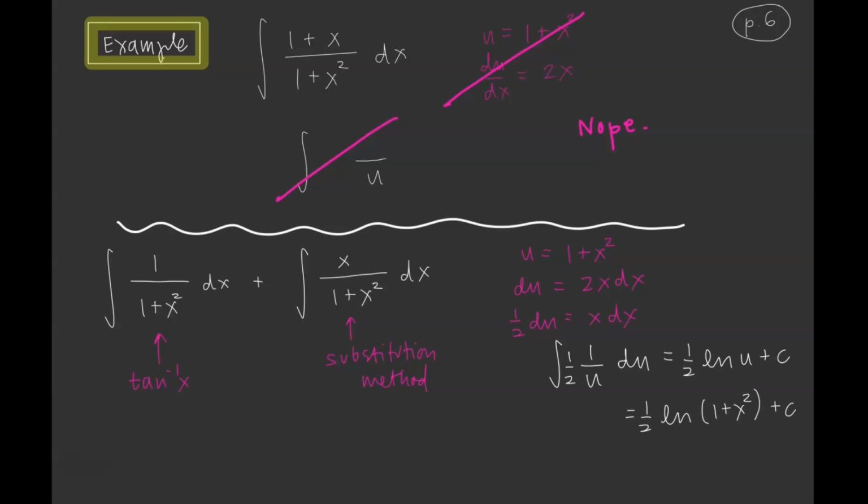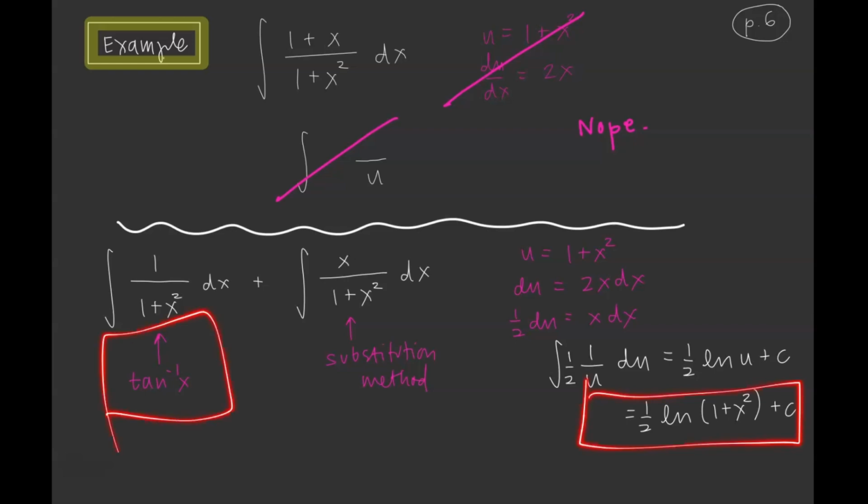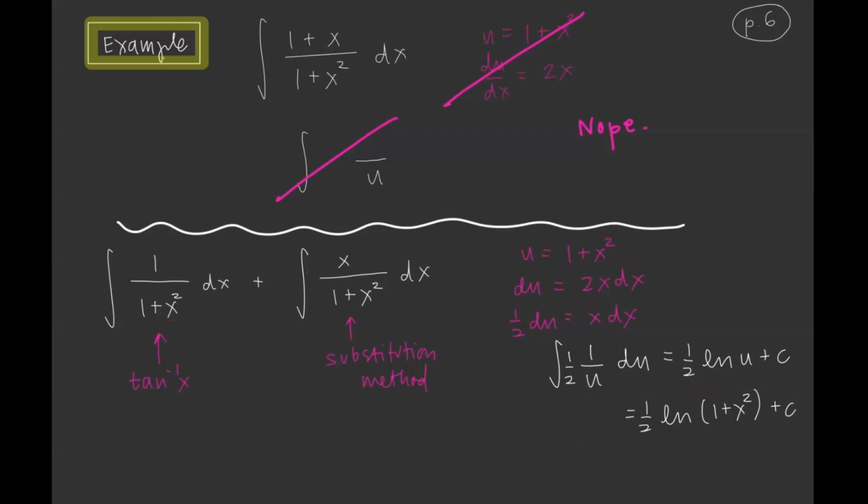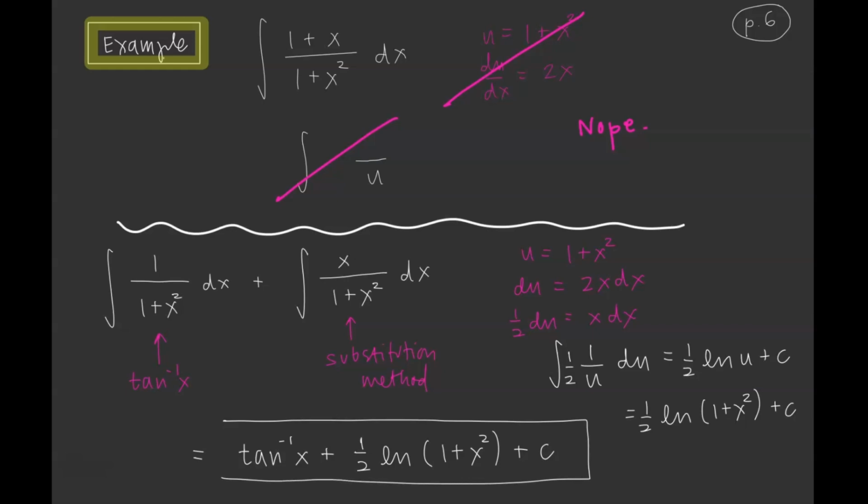So that's the second half of the integral, and this was the first half. So the whole solution will be tan inverse of x, and technically this had a constant when we took the antiderivative, but we're going to just combine the constants over here, plus 1/2 natural log of 1 plus x squared plus c. This is the evaluation of that integral.